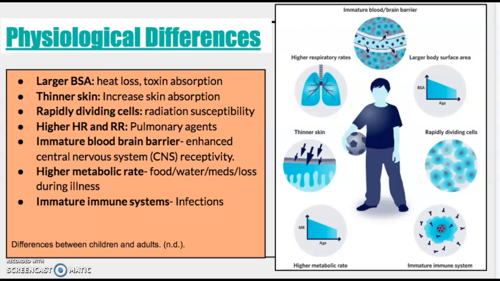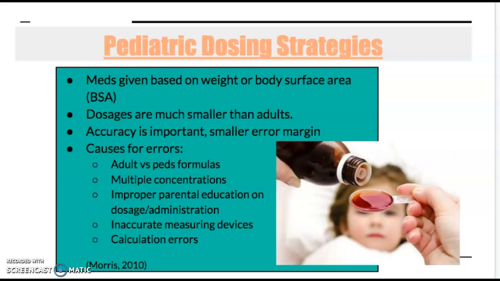This is a little picture that will help you remember 7 different things about kids that make them different from adults. That ties into pediatric dosing strategies because giving medications to kids is a lot different than giving medications to adults, because for kids, usually medications are based on their weight or body surface area. Their dosages are much smaller than adults, and accuracy is really important for kids because there's a smaller margin of error for them because they're really sensitive to medications and they're smaller.